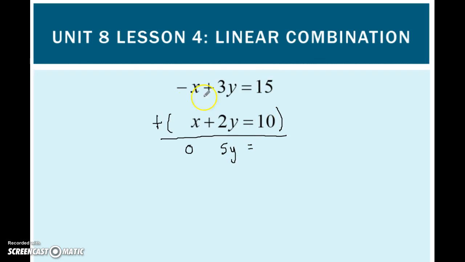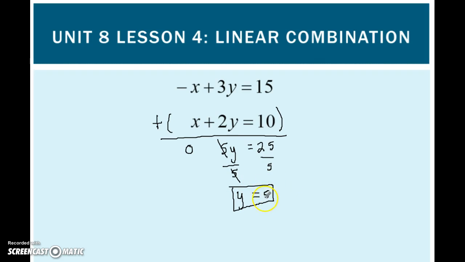And then 15 plus 10 is 25. So now thinking 5 times something equals 25. If I divide by 5 to get y by itself, I would have y equals 5. So my y coordinate of this solution is 5.